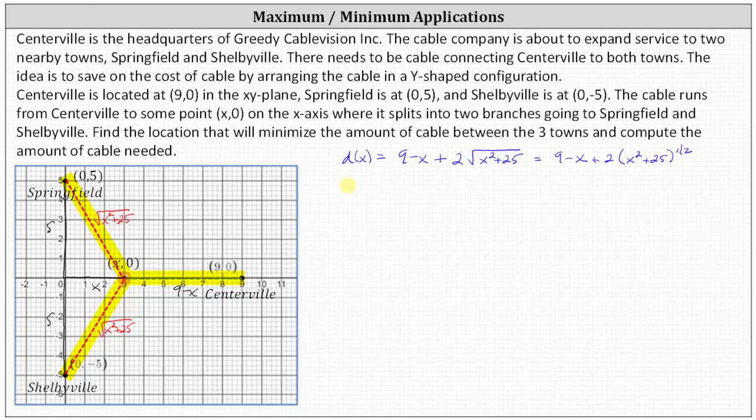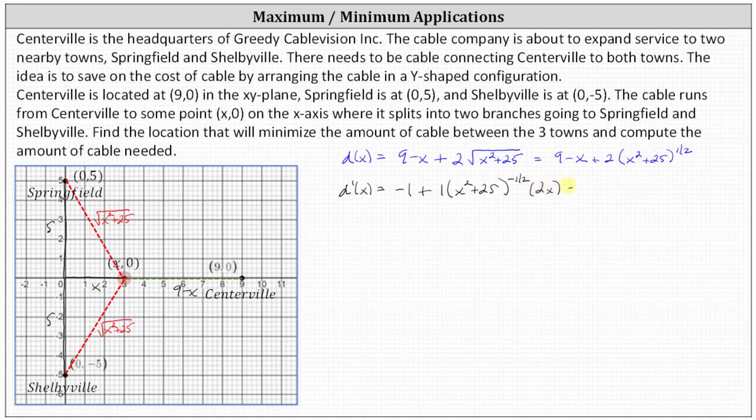And now let's determine d prime of x. The derivative of 9 is 0, minus the derivative of x, which is 1, giving us -1, and then plus, to differentiate 2 times the quantity x squared plus 25 to the power of 1/2, we need to apply the chain rule. We first multiply by 1/2. 2 times 1/2 is 1, and then we have times the quantity x squared plus 25, raised to the power of 1/2 minus 1, which is -1/2, and then times the derivative of the inner function of x squared plus 25, which is 2x.